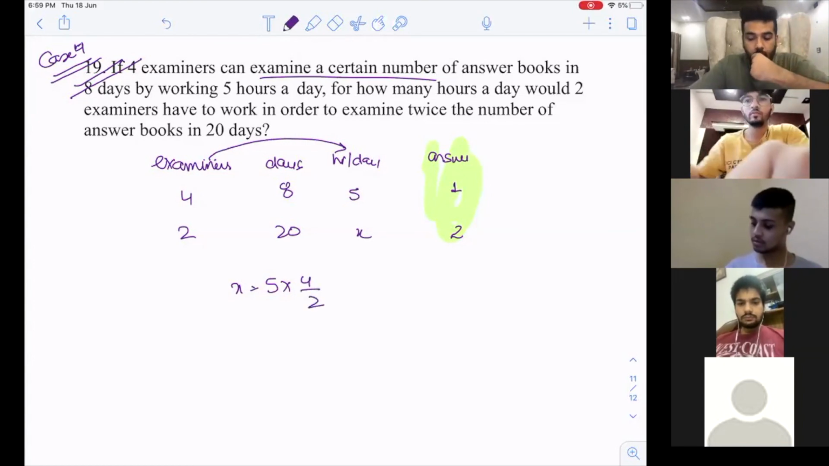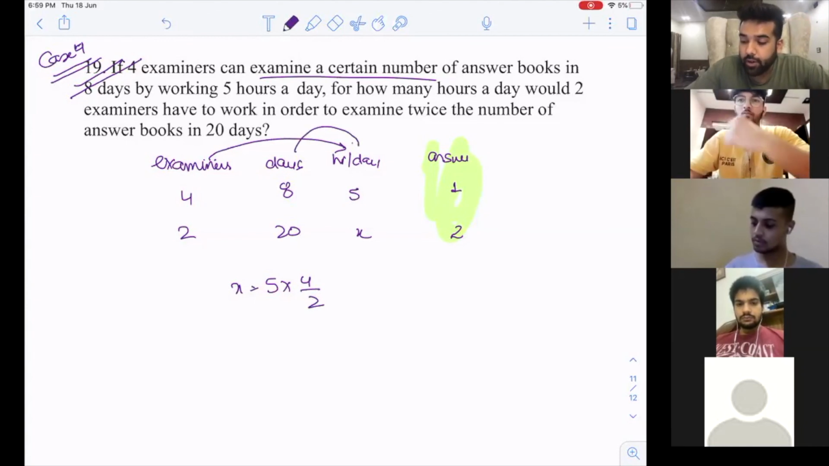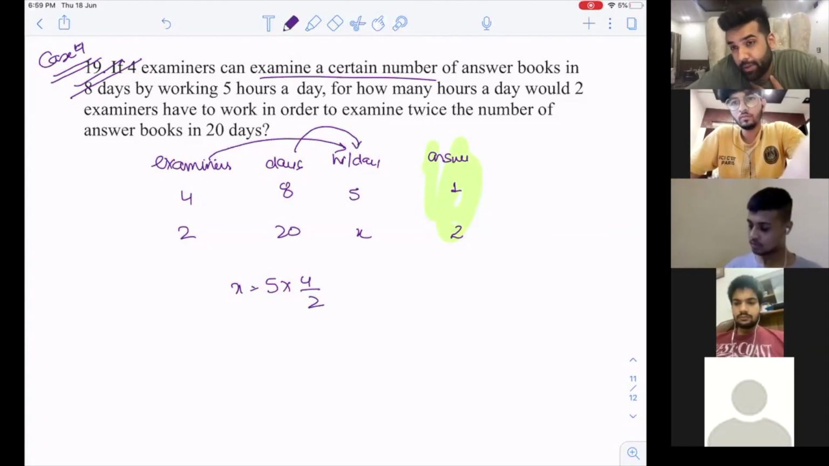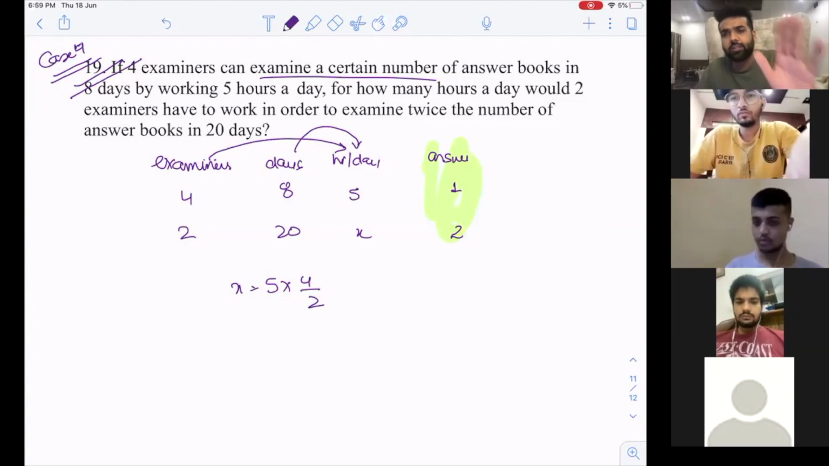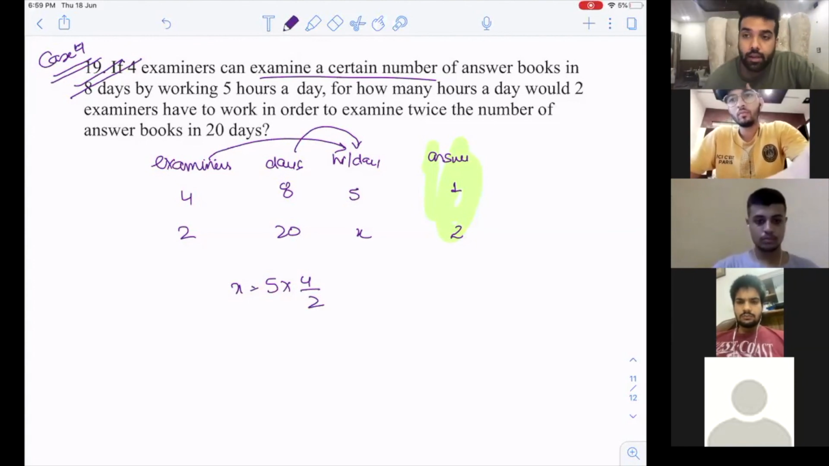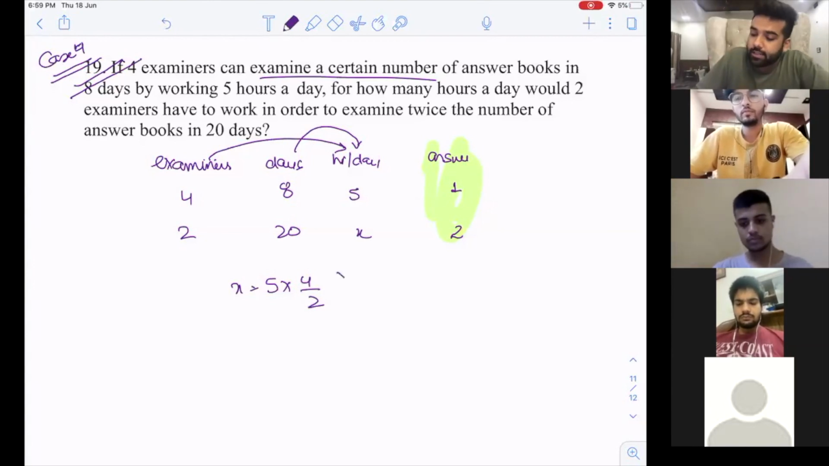Next. I work 8 days. I need to work 5 hours a day. But now it is 20 days. Would I need more? Now my paper was after 8 days. I have to study 5 hours a day every day. Now my paper is after 20 days. Should my number of hours a day be more or less? Less. The syllabus will finish sooner. So for less, 8 by 20. Everybody clear? Yes, sir.